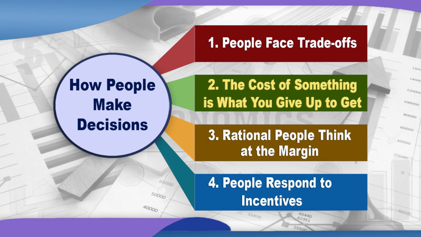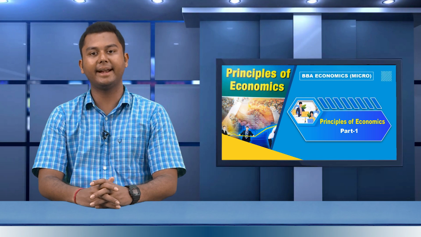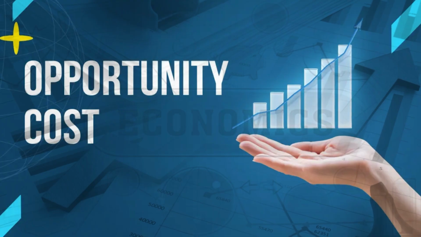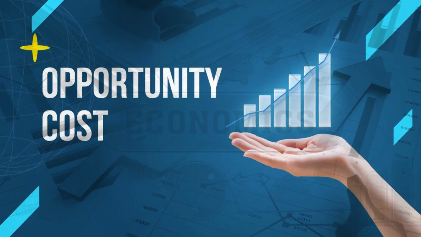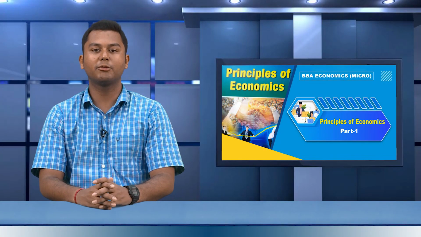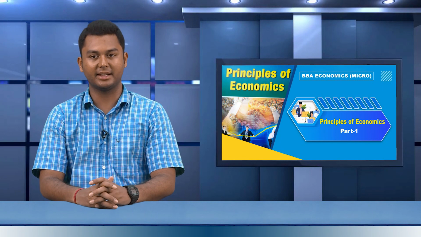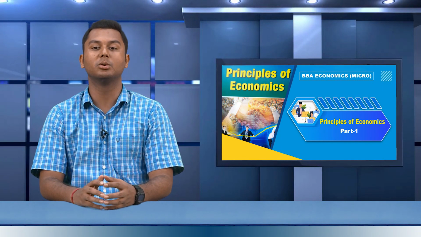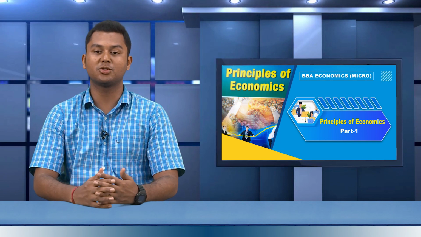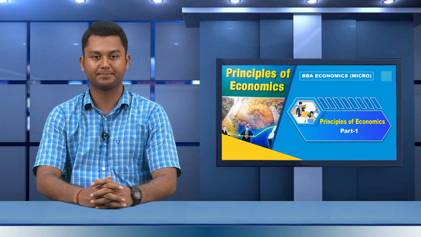Second is the cost of something is what you give up to get it. This is defined as opportunity cost. Opportunity cost is the value of the next best alternative, which is foregone. This concept forces the decision makers to consider not just explicit costs but also what they sacrifice when they choose one option over another.